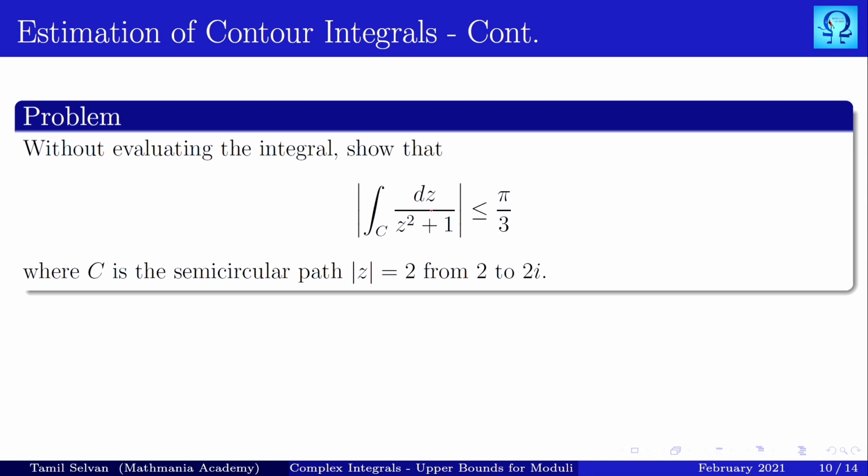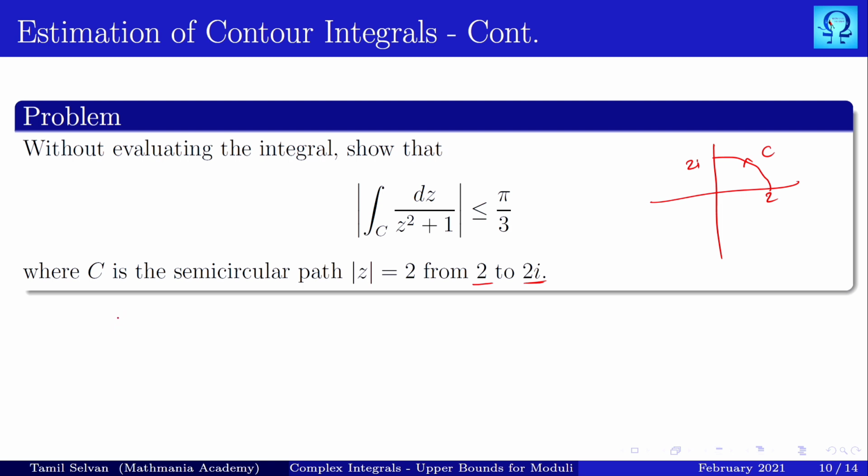Okay, the next problem that we are going to see is given that, without evaluating the integral, we are asked to show this. Now here we'll have to pay attention to understand what is the semicircular path that is given to us. It is clearly said that we have a semicircular path from 2 to 2i. I don't know whether this becomes a semicircle or not. If this is 2 and this is 2i, it is only a quadrant of a circle, right? Let us see whether it is completely a semicircle or simply only a quadrant.